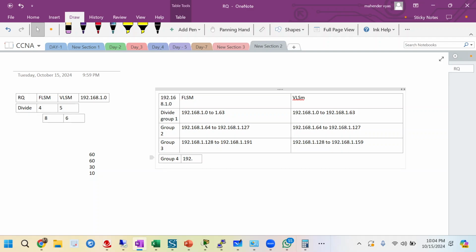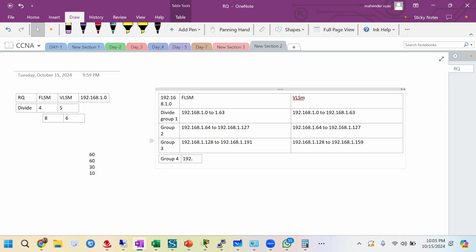Now in group 4 our requirement is 10 users, still we will get 64 users in FLSM. In VLSM, we already used till 127, so after 127 the number would be 128, right? 128 plus 32, it would be 160. So 160 is the next address.